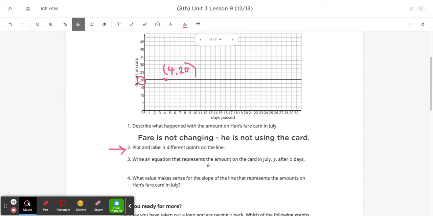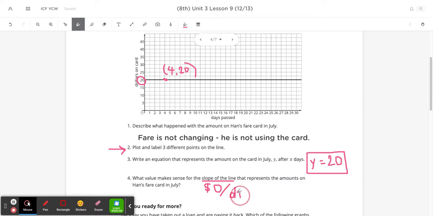It says write an equation that represents the amount on the card in July, Y after X days. In this situation, Y is always equal to 20. No matter what X is, Y is equal to 20. And so we don't even need an X in our equation. And the reason is because no matter what X is, Y is the same. And so in this case, the slope of the line is 0. And the reason is because he used $0 per day.